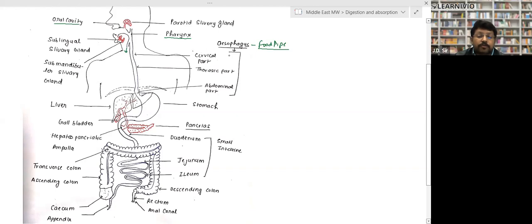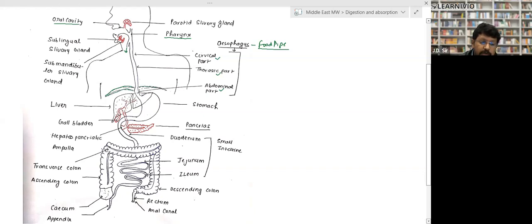Next, again, the food pipe or esophagus has been divided into certain parts. The food pipe has been divided into the cervical part. This is cervical, this is thoracic, and this is abdominal. So again, we have divided the esophagus into three parts. Look, there is a curtain-like structure. This curtain-like structure, this part, is called actually what?